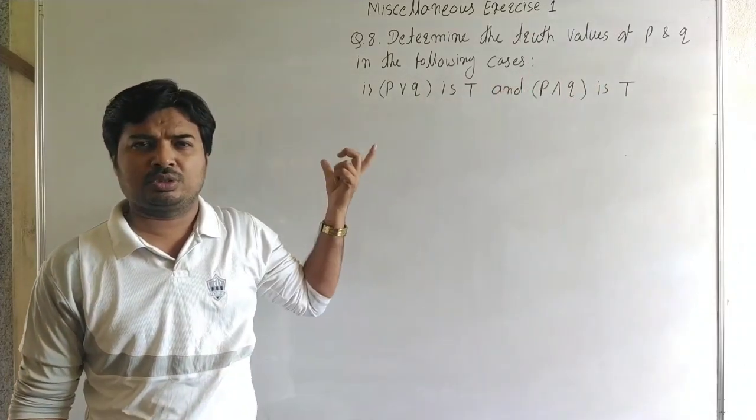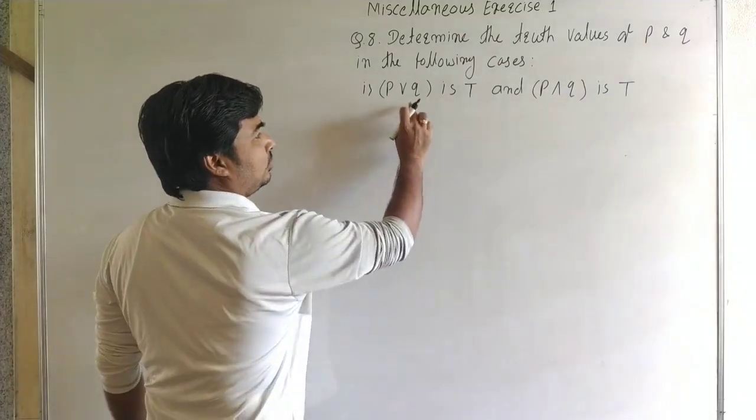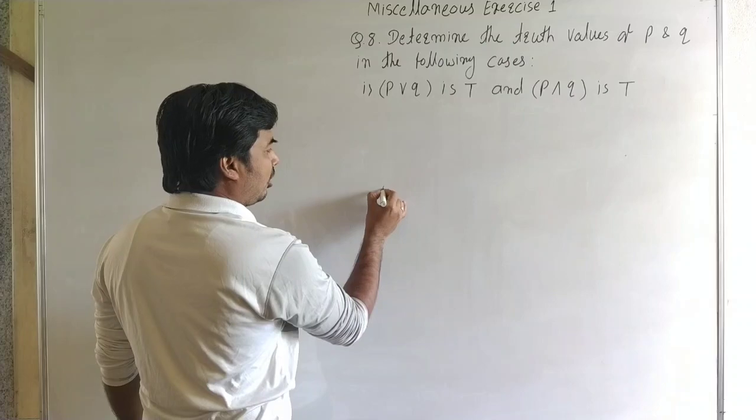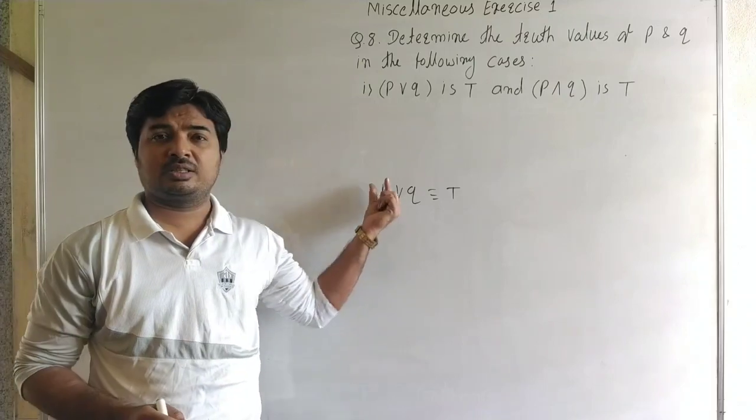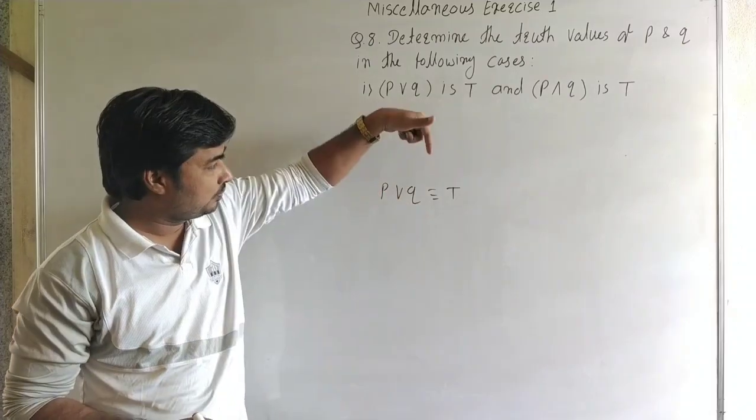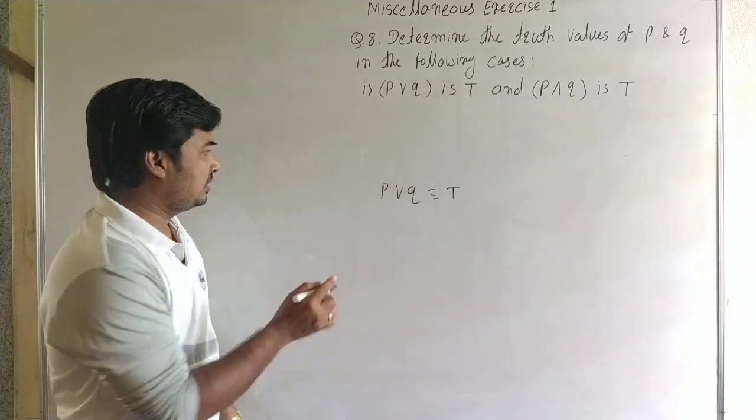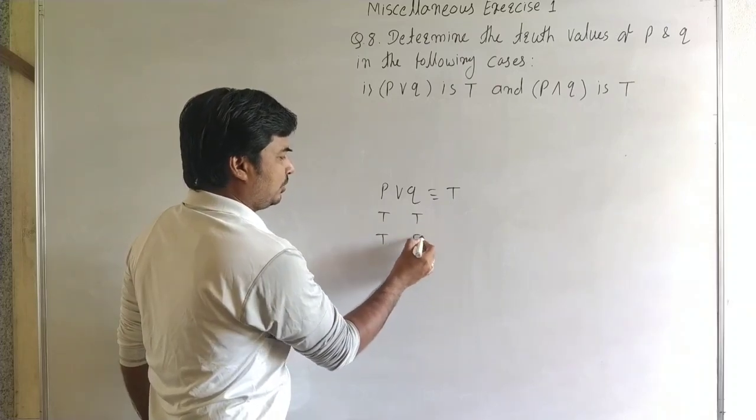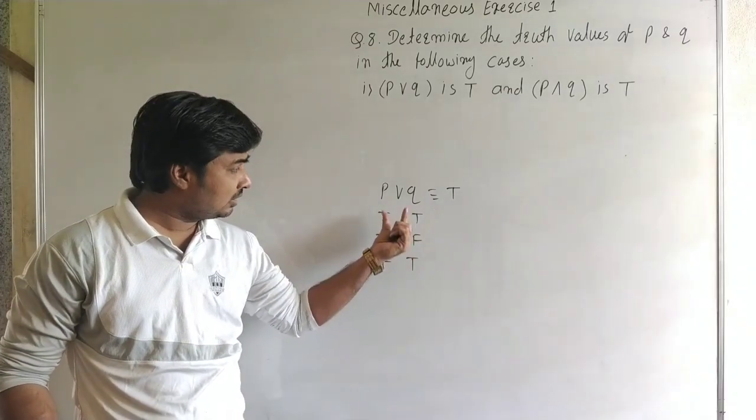Okay, these are very simple questions. We can write the answer directly. See carefully. Here there are two cases: P or Q is true, and P and Q is true. We know that in the OR, when P or Q is true, there are three possibilities for the values of P and Q. In the OR, the truth value is true if at least one is true. That means both are true, or P is true and Q is false, or P is false and Q is true. There are three possibilities.